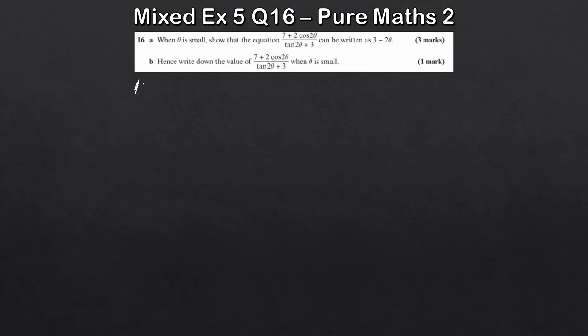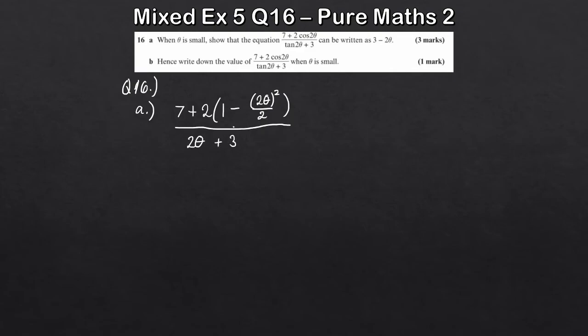So, question 16 here. Part A. So when theta is small, can we show that this equation here can be written as 3 minus 2 theta? Well, let's have a go at using the approximations. So 7 plus 2 cos 2 theta, so that's going to be 7 plus 2 lots of 1 minus 2 theta all squared, divided by 2. And then we divide this full expression here by tan 2 theta, so that'll just be 2 theta plus 3. Okay, so let's clean this numerator up.